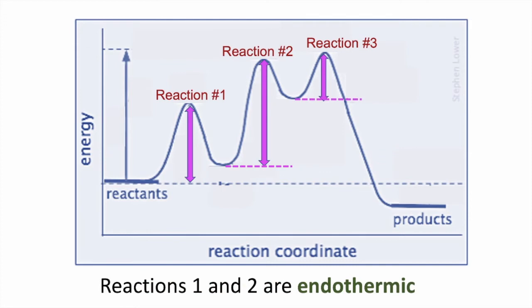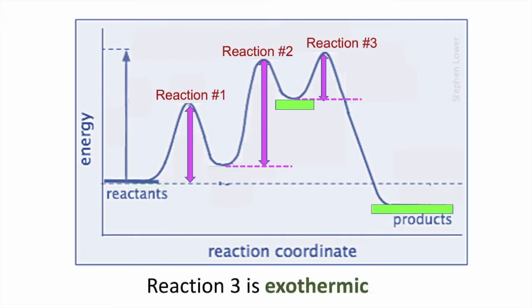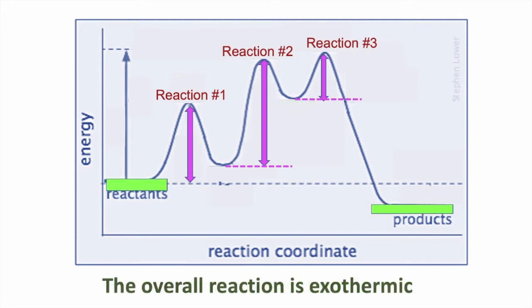From this picture, we know that reaction 1 and 2 are endothermic reactions. And we know this because the potential energy gets a little higher after each reaction is completed. Reaction 3 is exothermic, and we know this because the potential energy at the end of the reaction is much lower than it was at the beginning. The overall reaction is also exothermic because the potential energy of the products is lower than the potential energy of the reactants.